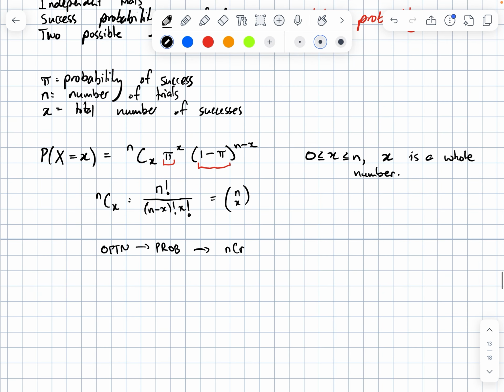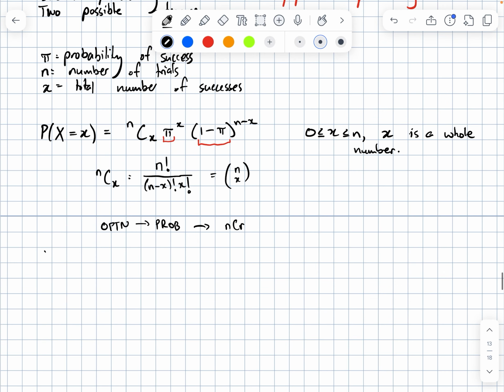The expected value of a binomial distribution is equal to n, the number of trials, times pi, the population probability, and the standard deviation is equal to the square root of n times pi, so that's our expected value, times 1 minus pi, which means the variance will just be that squared, or n pi times 1 minus pi.